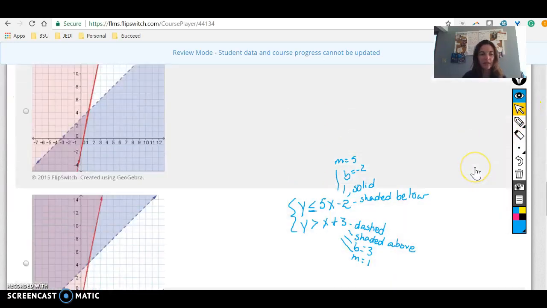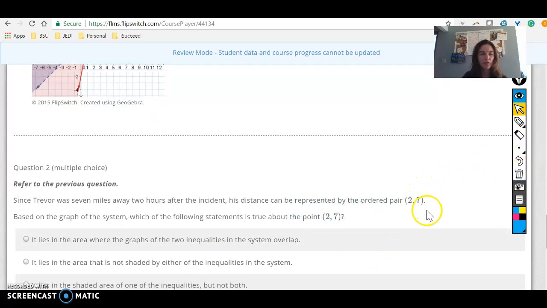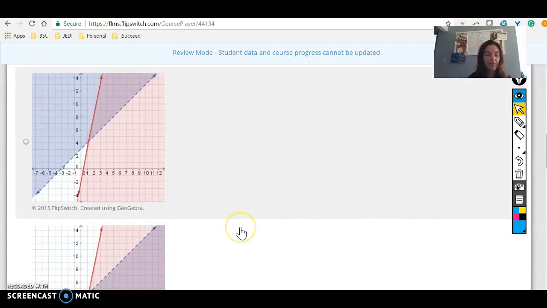Okay, so let's go down to the second question. Since Trevor was 7 miles away 2 hours after the incident, his distance can be represented by the ordered pair (2, 7). So we want to know, based on the graph of the system, is that in our overlap? So let's go look. Go back to our accurate graph, and we're looking for that point (2, 7). So we go over to 2 and up to 7, and that is indeed within the overlapped shaded area.